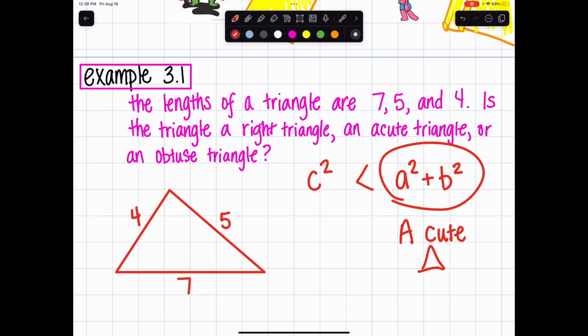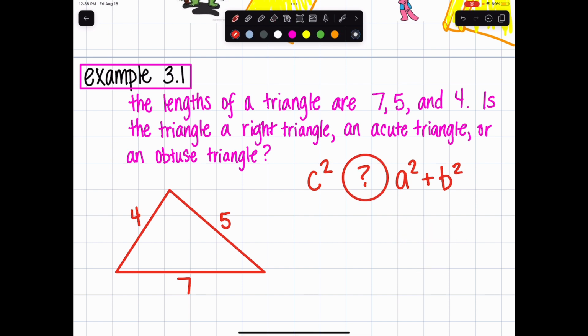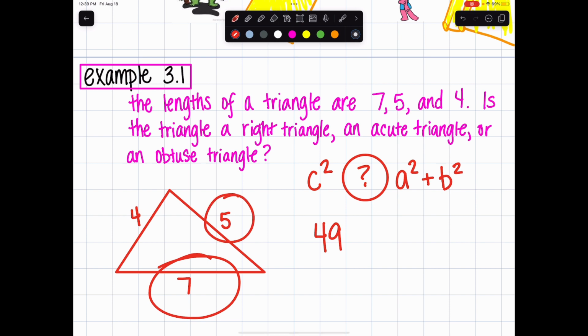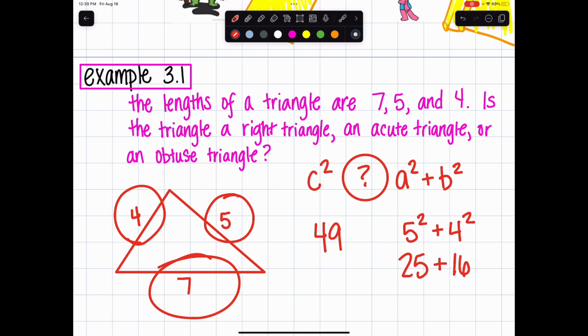So we just need to figure out what's bigger, a squared plus b squared or c squared, or is it the same? C is always the biggest side, so that's 7. 7 squared is 49. Okay, what about a squared plus b squared? And it doesn't matter here which number you choose for the a and which number you choose for the b. So it's going to be 5 squared plus 4 squared. 5 squared, 5 times 5 is 25. 4 times 4 is 16. So 25 plus 16, 41.